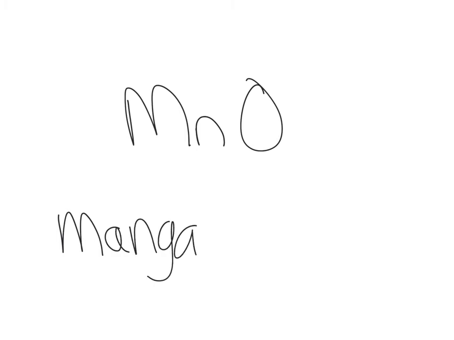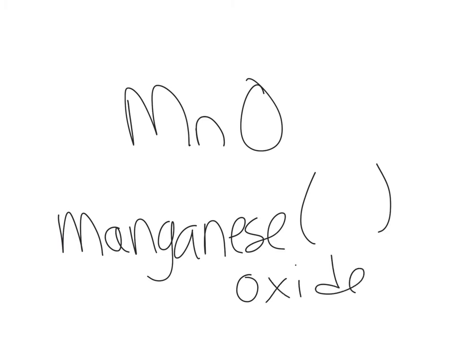MnO. Now in this one, there's no subscripts. So that makes this one a little bit tougher. We know that Mn is manganese, and it's a transition metal. I don't know its charge, so I'm going to need a Roman numeral. I know the O is oxide. Now I've got to figure out the charge.